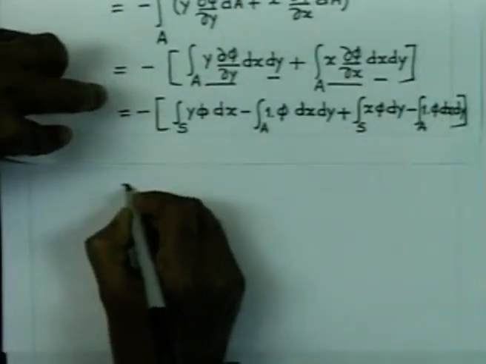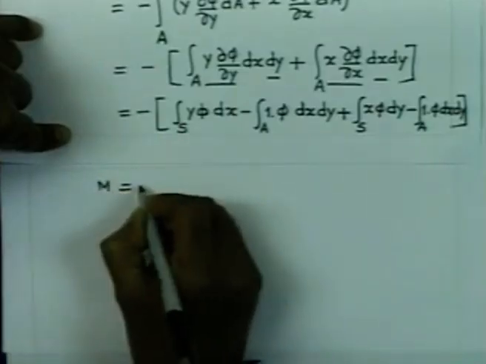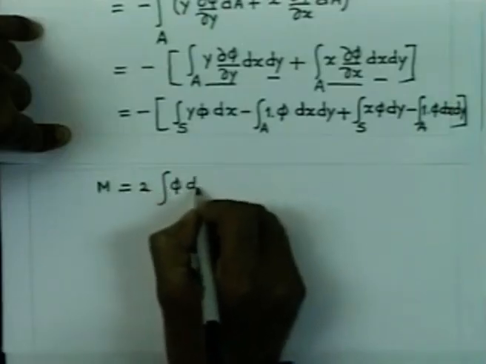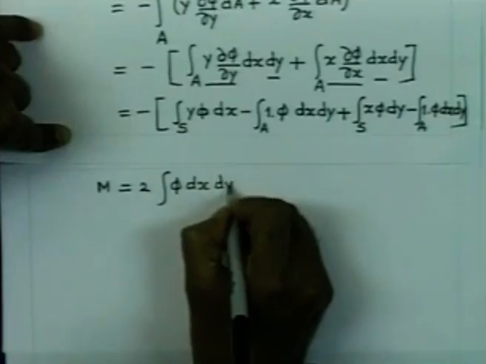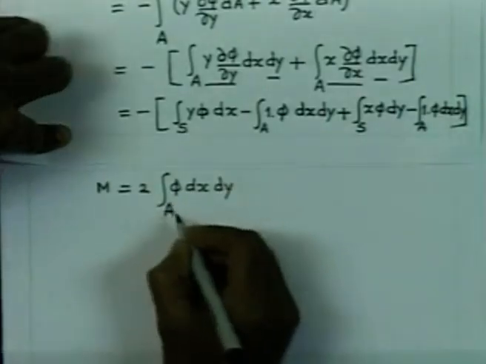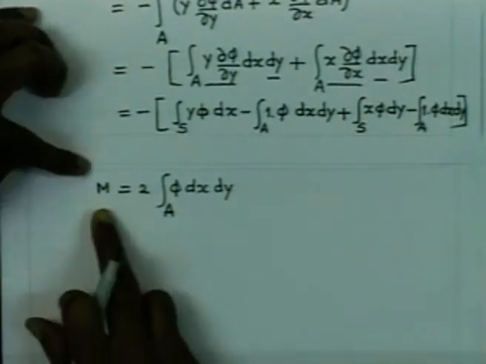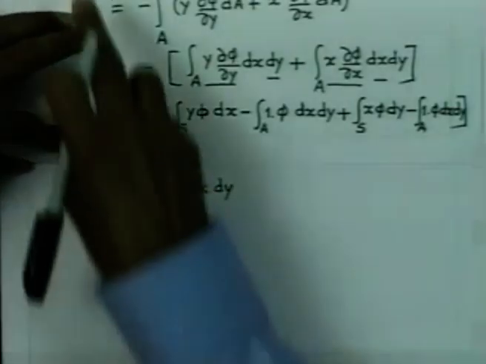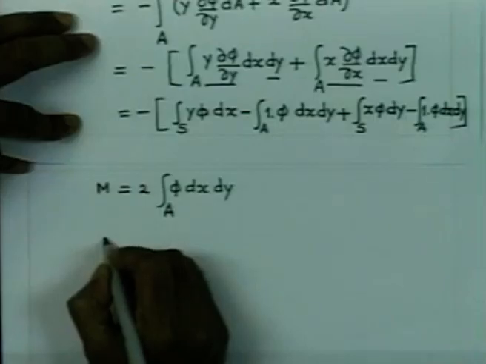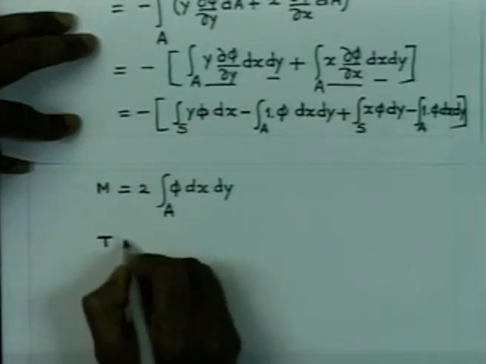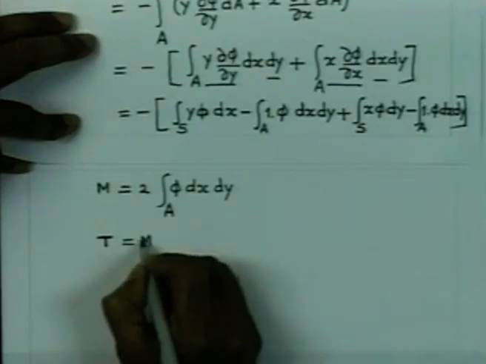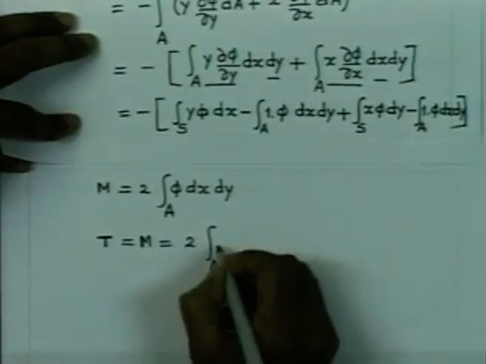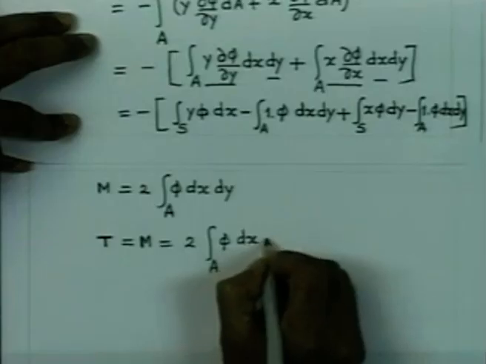So, therefore, we will have now m as 2 times integration of the function phi dx dy over the area. Please note that I have made use of m. T is nothing but finally T equal to m, which is the external torque, and therefore this is 2 times integral over A of phi dx dy.